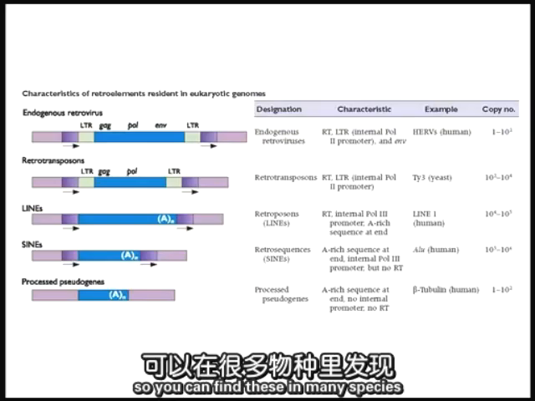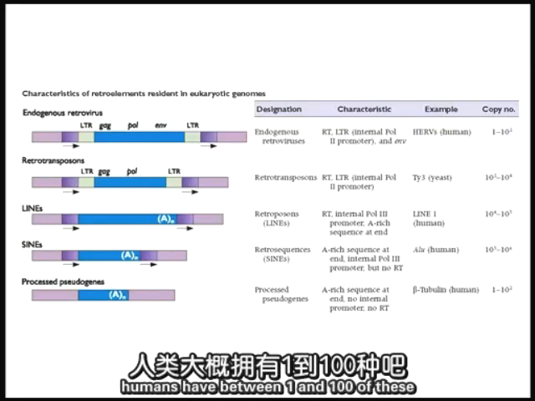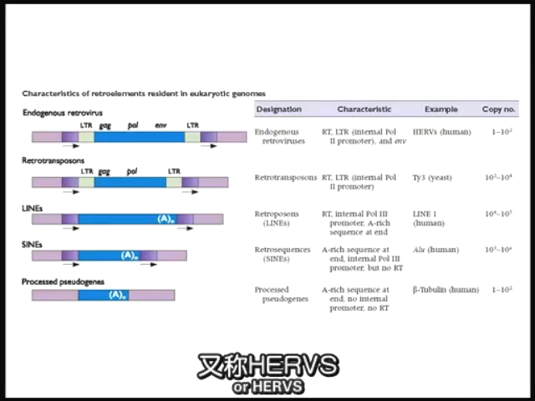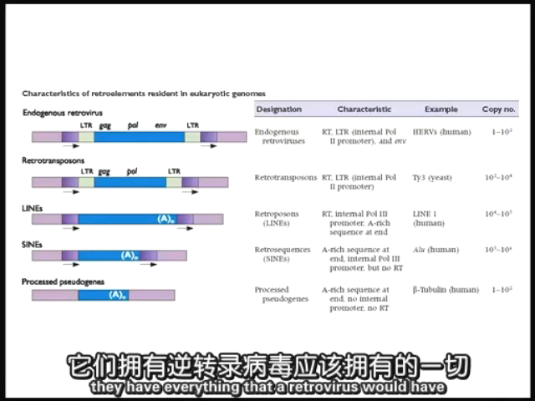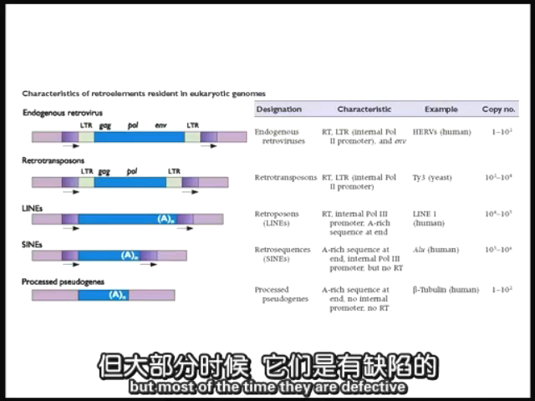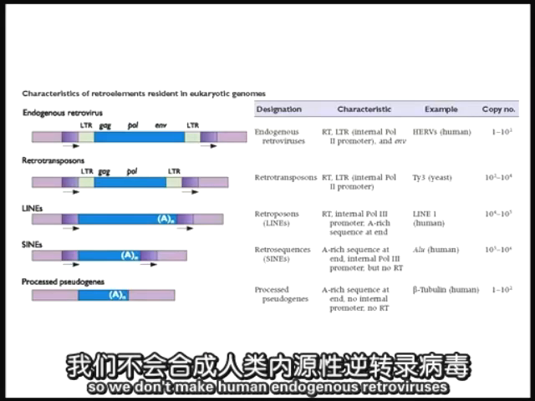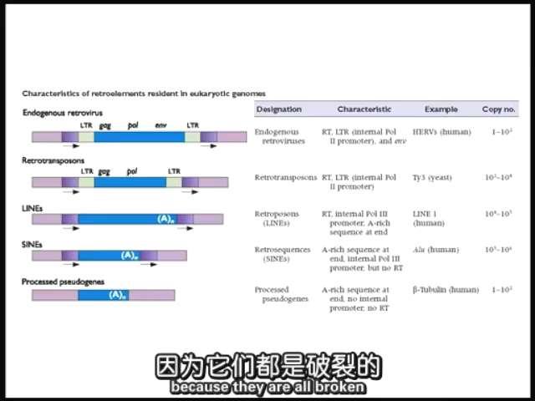So you can find these in many species. Humans have between 1 and 100 of these. So they're called human endogenous retroviruses, or HERVs. They have everything that a retrovirus would have, but most of the time they're defective. They have mutations that prevent the formation of particles. So we don't make human endogenous retroviruses because they're all broken.